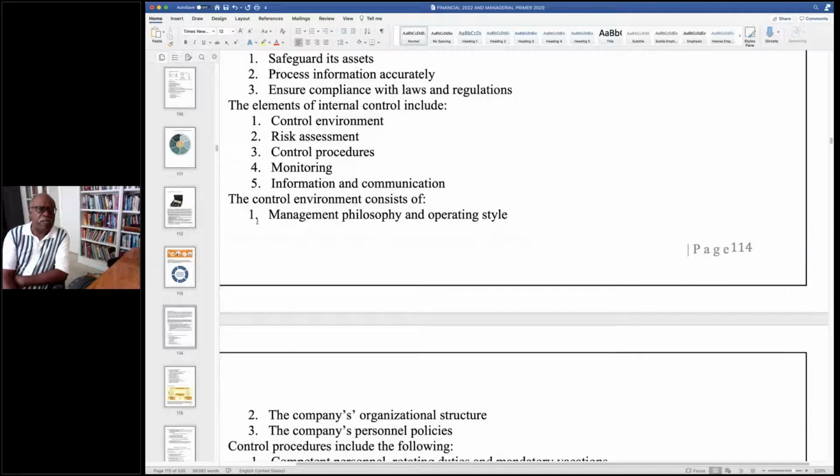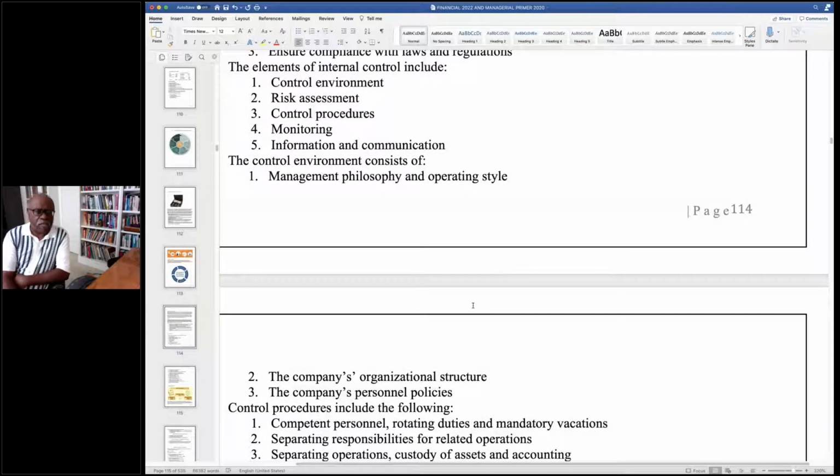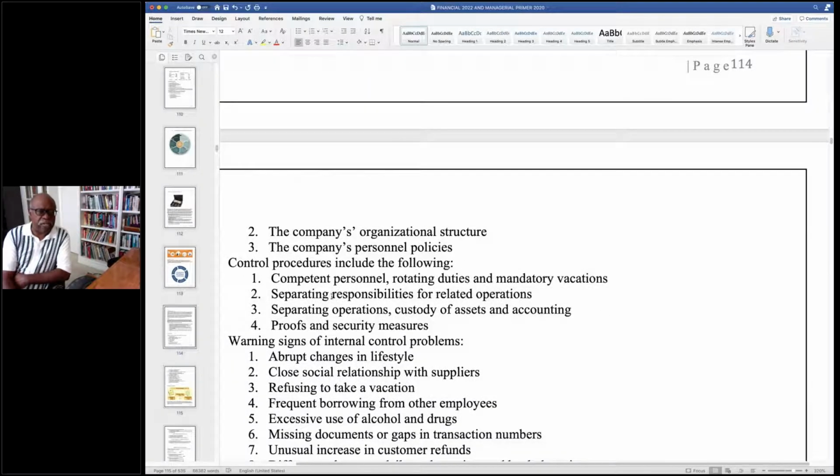That control environment consists of a management philosophy and operating style that needs to be ethical, the company's organizational structure, and its personnel policies. Control procedures can include hiring competent people, rotating them on their jobs, mandatory vacations, separating responsibilities, separating operations from custody of assets, proofs and security measures.